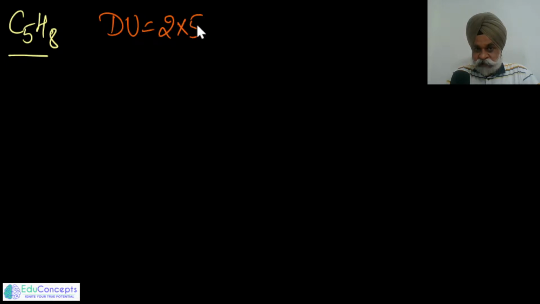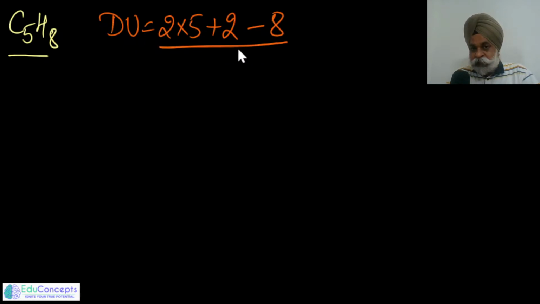So 2 into 5, 5 is the number of carbon atoms, plus 2. No halogen or oxygen or nitrogen is there, so 8 is being subtracted, and you happen to get degree of unsaturation as 2. Now once you get the degree of unsaturation 2, just see how many things I can generate from here.